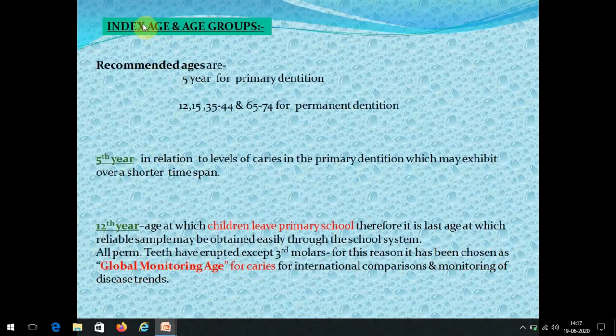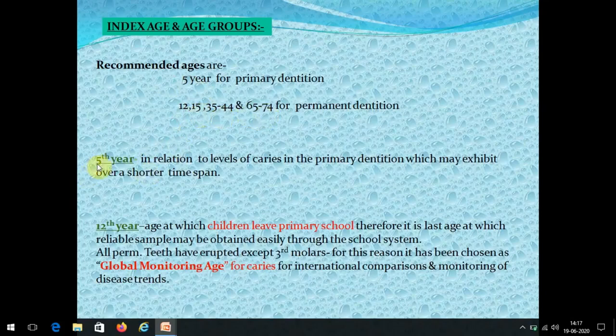These are also known as World Health Organization index age groups, or WHO age groups. So it is important that when we are doing a study on oral health, these age groups should be included because they have relevance in our oral health. The age groups are 5 in number: the first one is 5, that is for primary dentition, then 12, 15, 35 to 44 and 65 to 74 for permanent dentition.